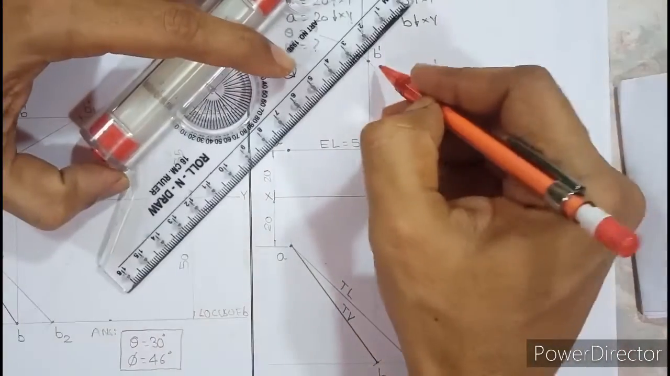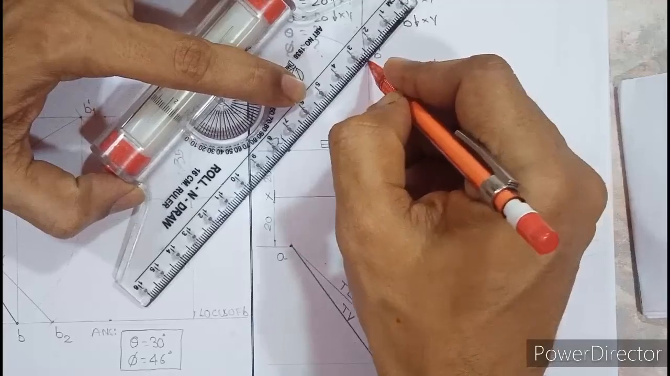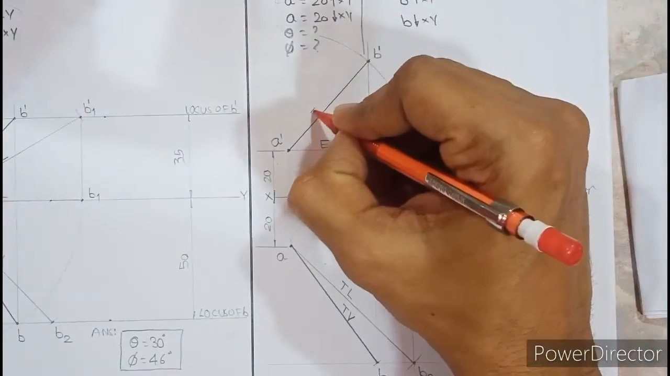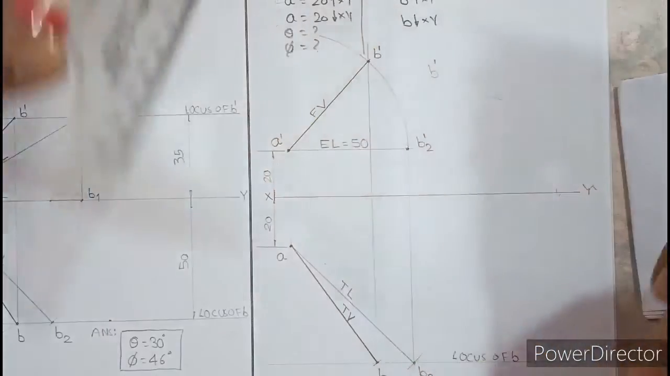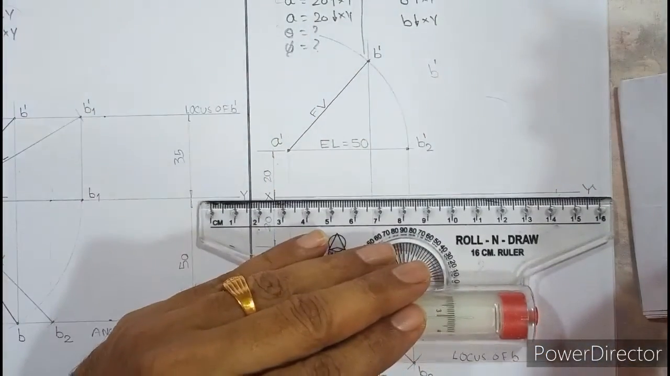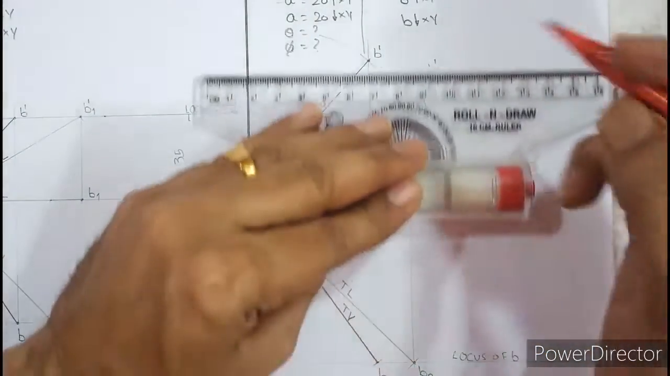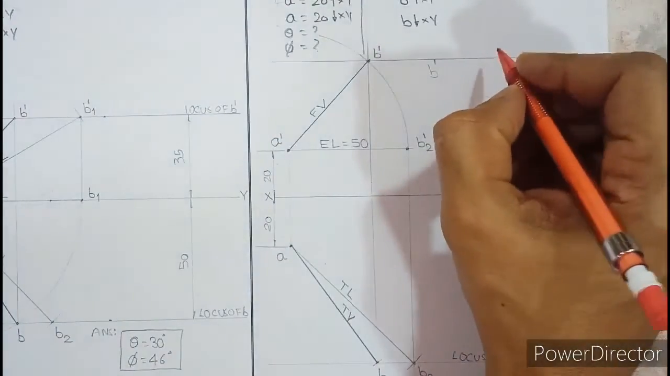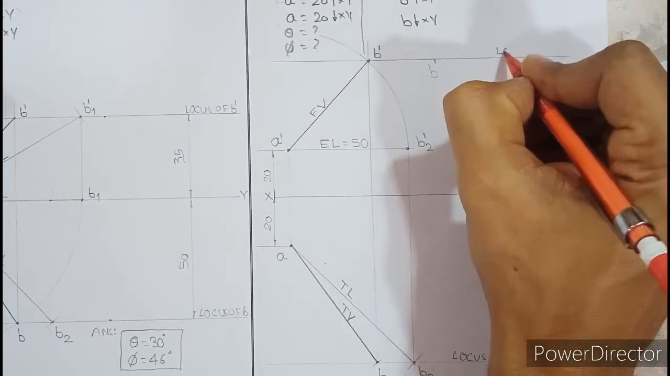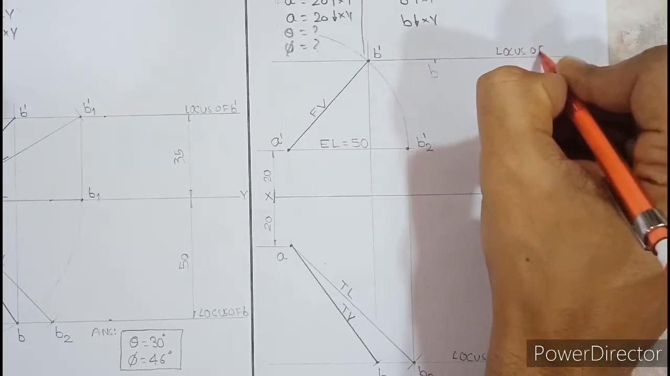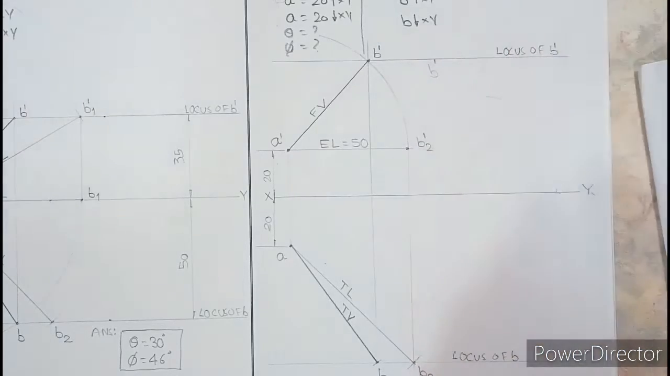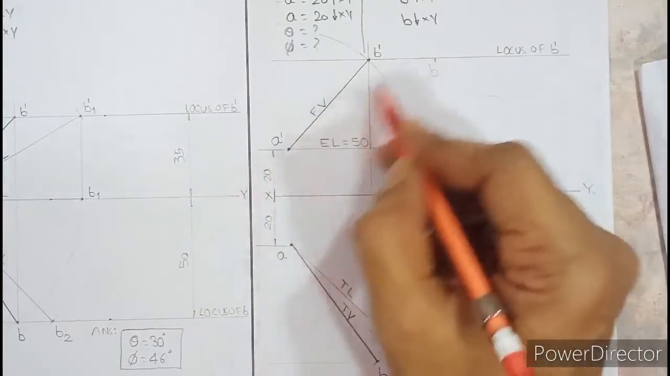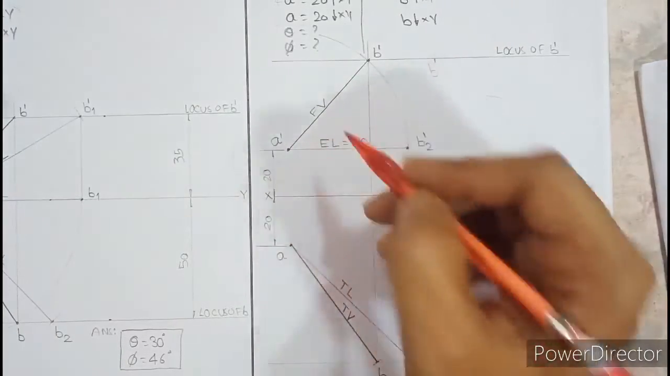So join A dash with B dash dark. This is your front view of the line. And if we get B dash, we can easily draw the locus of B dash from here. So the locus of B dash can be drawn easily, and we can write it above the locus of B dash. What we need next is the true length, A dash B1 dash. True length A dash B1 dash is required.